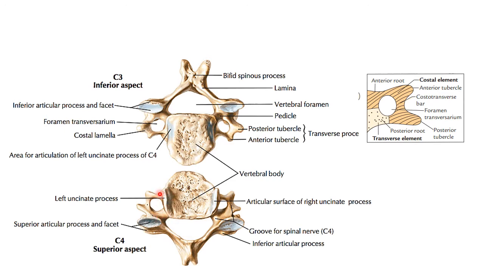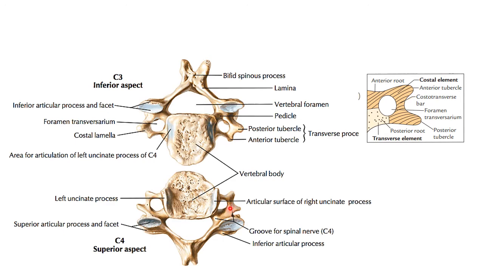Each transverse process has an anterior root and a posterior root, and both these roots end on tubercles, the anterior tubercle and the posterior tubercle. These two roots are joined with each other by the costotransverse bar. This area is the costotransverse bar.